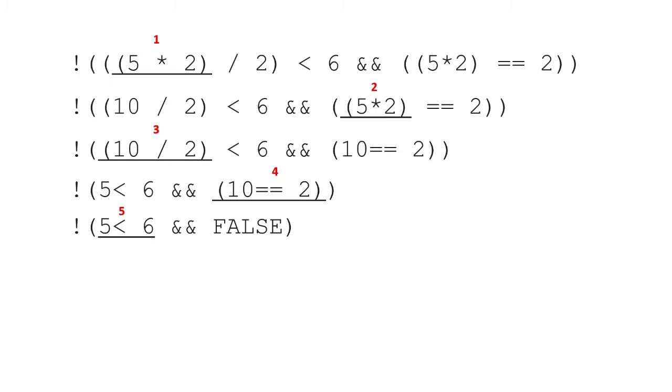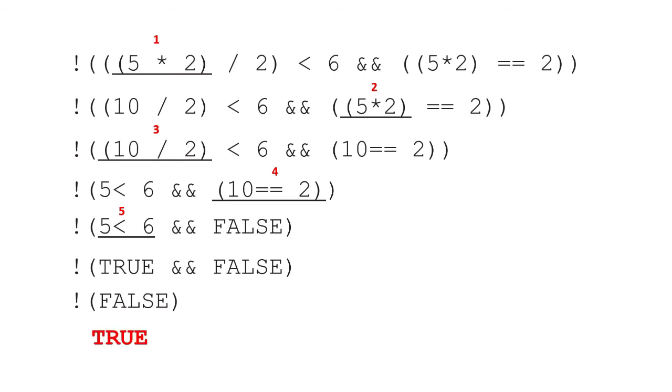Next is 5 is less than 6. The answer is true. Kasi mas maliit ang 5 sa 6. Next, true and false. So, ginamitan natin ng logical and na operator. So, let's imagine na yung true is 1, then yung false is 0. And logical and is multiplication. So, 1 times 0, the answer is 0 or equivalent to false. But meron tayong logical not sa labas, which means i-reverse natin yung sagot or babaliktarin natin. Not false, meaning the answer is true. So, our final answer is true.